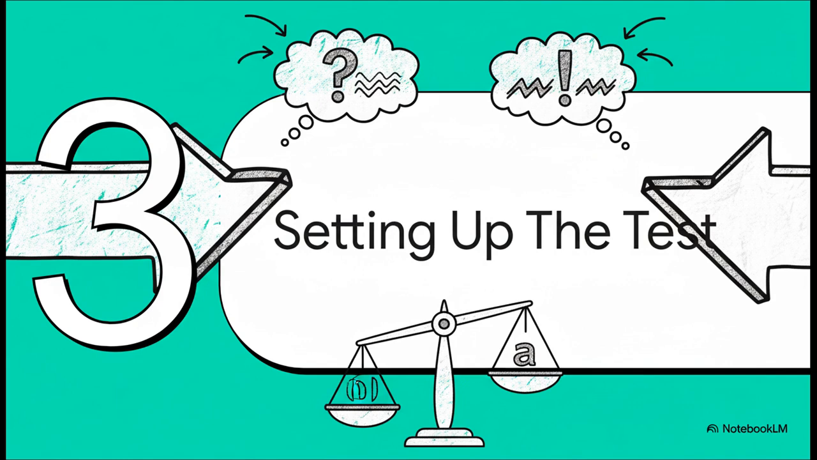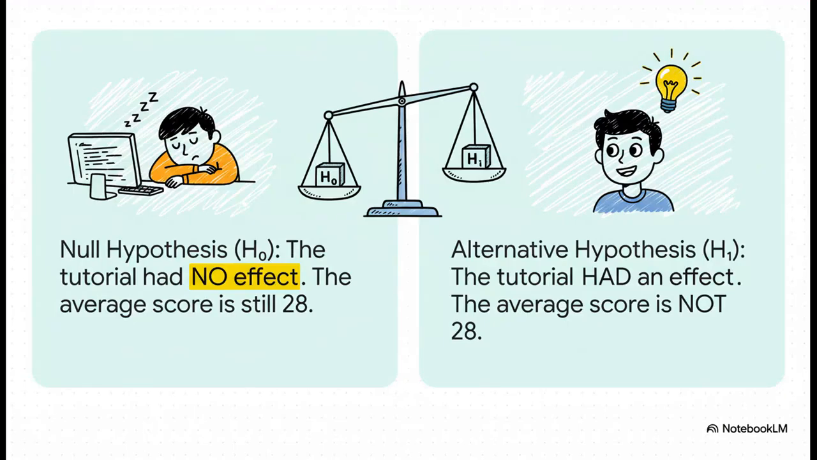Okay, so before we can actually get our answer, we have to frame our question in the proper language of statistics. This means we need to set up two competing ideas, two opposing possibilities that the test is going to decide between. And this right here is the heart of hypothesis testing. First, you've got the null hypothesis, or H0. This is kind of the default boring assumption. Nothing interesting happened. The tutorial did nothing. The average is still 28.